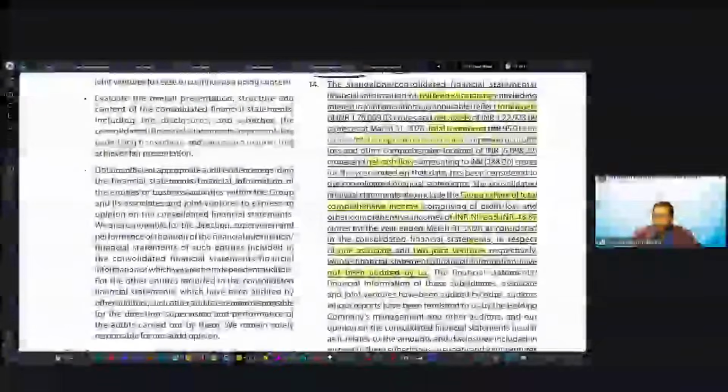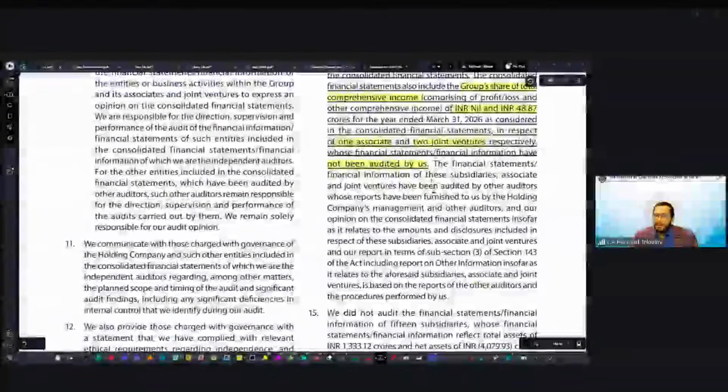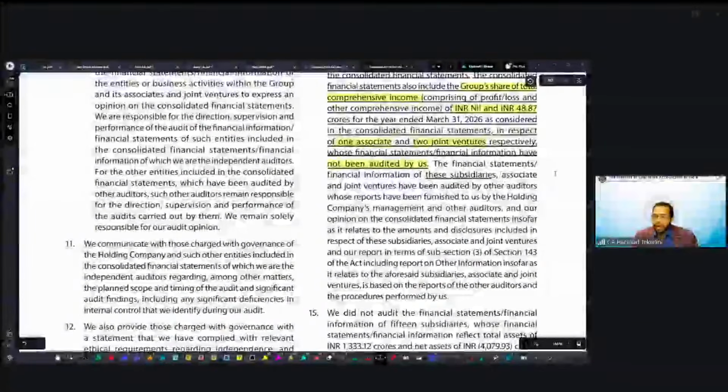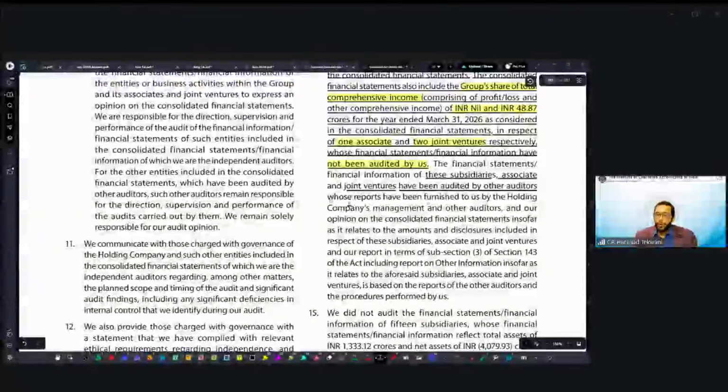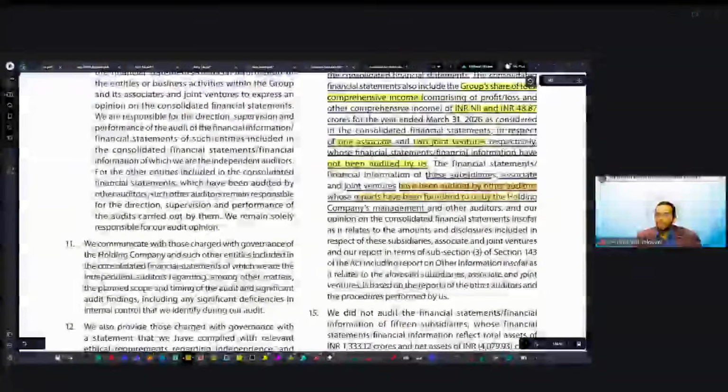Then we go further and we read that the financial statement and financial information of these subsidiaries, associate, joint ventures have been audited by other auditors whose reports have been furnished to us by the holding company's management. This is very important: from where we got the report. If we have not audited, we specify that we have not audited. They have been audited by other auditors, but the reports were furnished by the holding company's management.